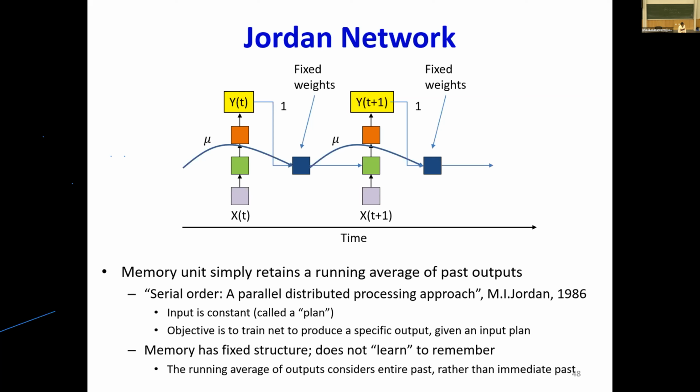The value at any time t is the current output y_t plus some mu times the previous memory. If I write something of this kind, this is simply going to be a running average of past outputs. So you had m_t equals y_t plus mu times m_{t-1}. And this is a running sum of past outputs, and this was used as the input at the next time. So the memory itself has a fixed structure.